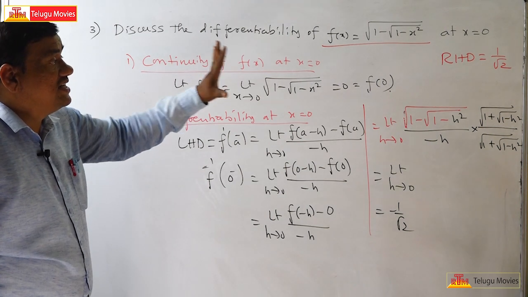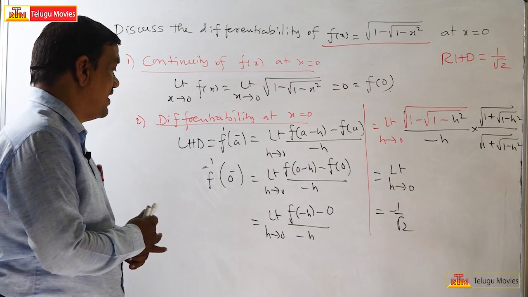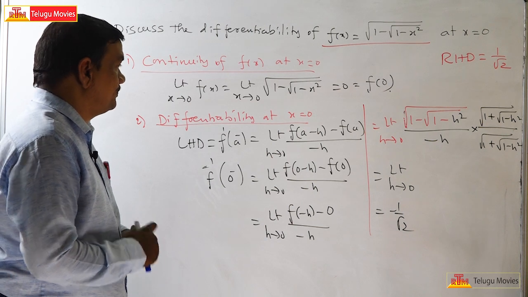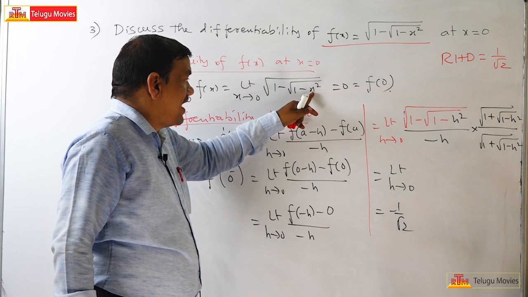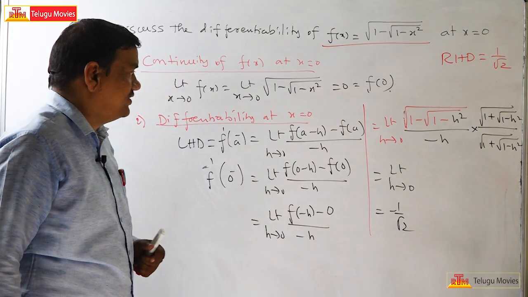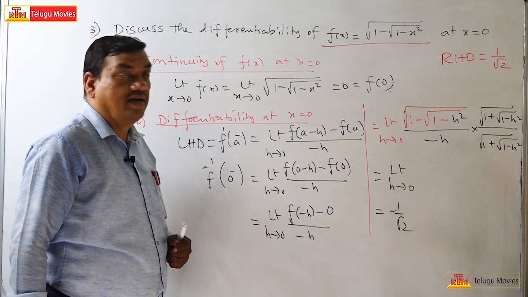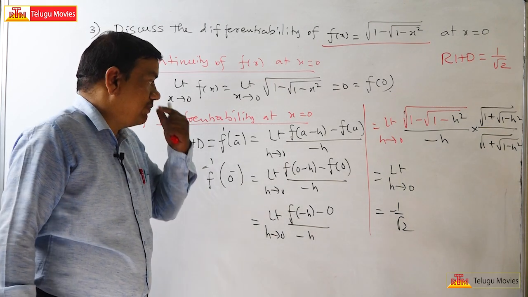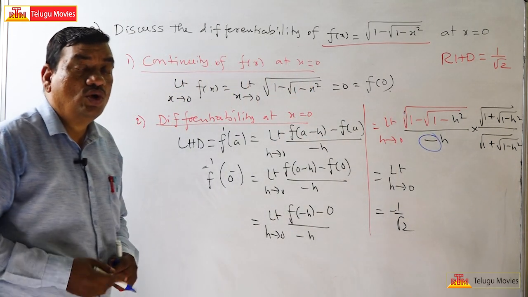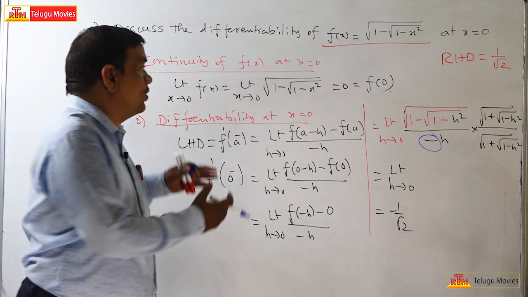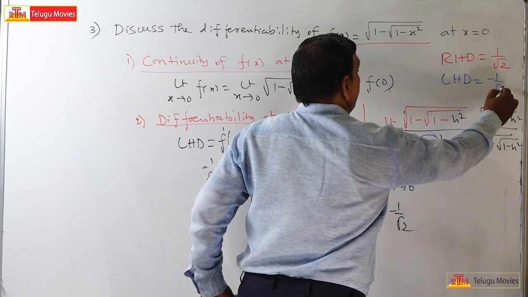So the right hand side derivative is 1 by root 2 and the left hand side derivative is minus 1 by root 2. Wherever x is there, substitute minus h, whole square means h square, divided by minus h, giving minus 1 by root 2. Up to here without the minus we got 1 by root 2, and now we get minus 1 by root 2. So LHD is equal to minus 1 by root 2.